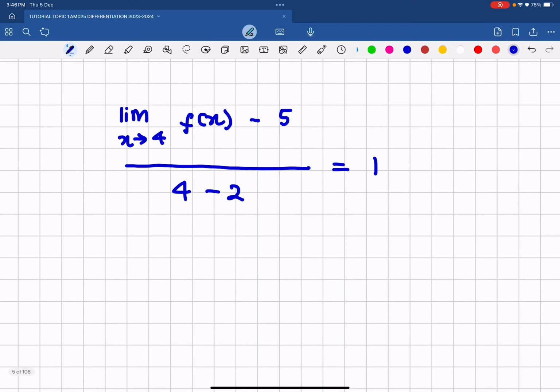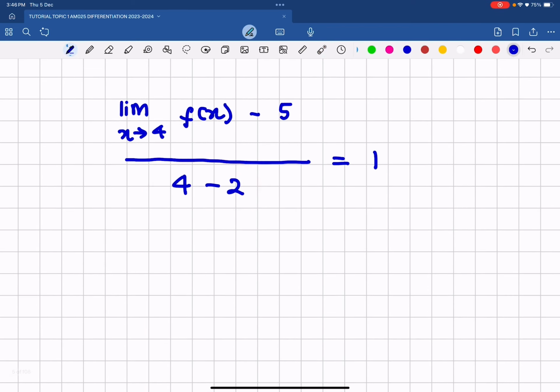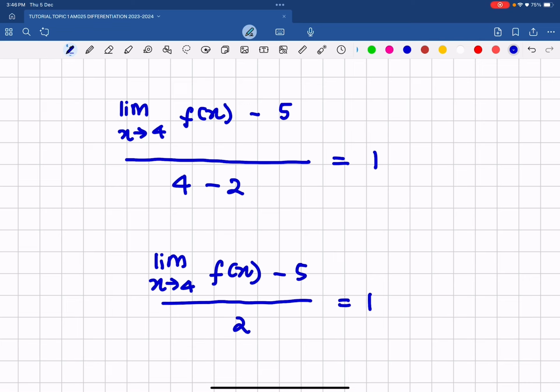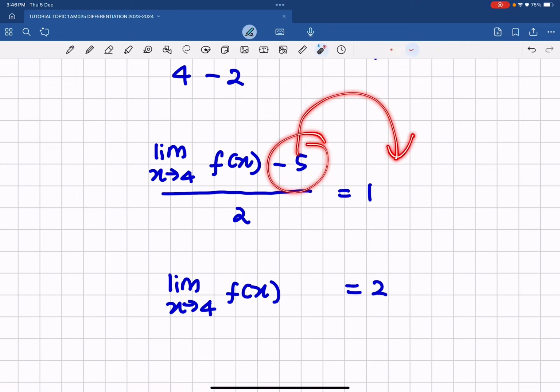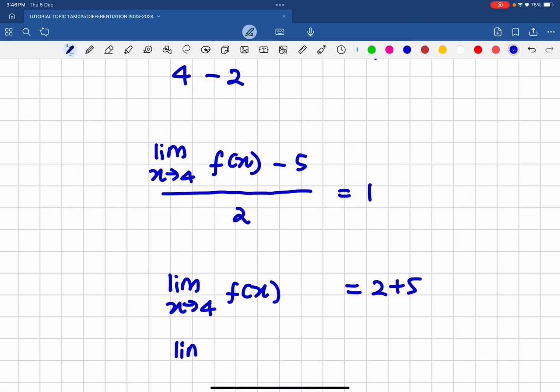Now we can find the value. So 4 minus 2 is 2. I'll do it one by one. So we cross multiply. 1 times 2 is 2. And if we bring this negative 5 to the right hand side, it's going to be plus 5. Then the limit as x approaches 4 of the function f will approach 7.